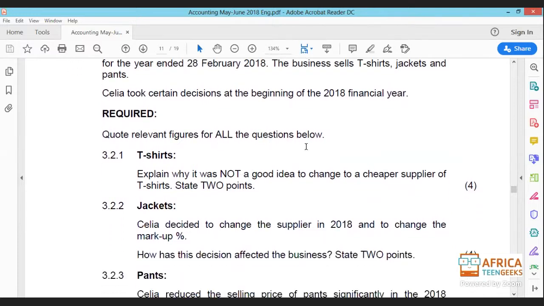This is very important, which means whatever answer you're going to give in 3.21, 3.22, 3.23, there must be a figure in it. It says explain why it is not a good idea to change to a cheaper supplier of t-shirts. Take 2 points. So basically, let's analyze our table.